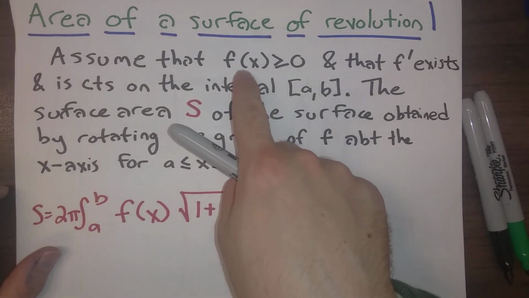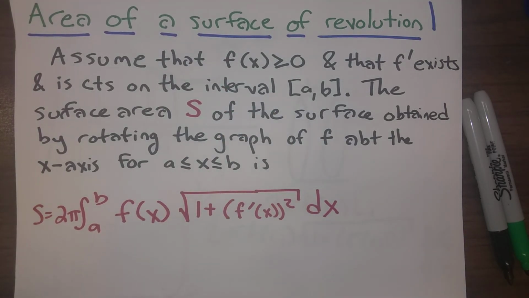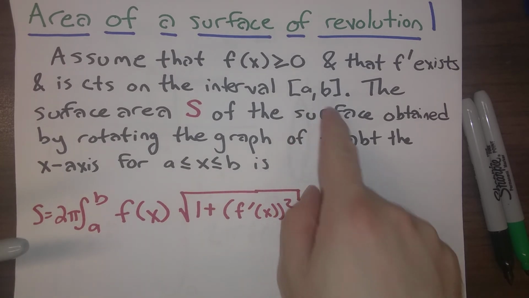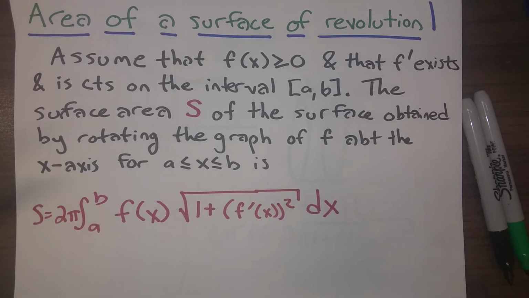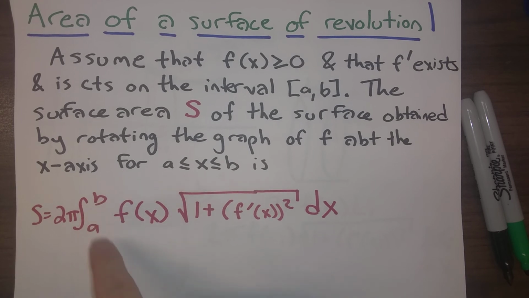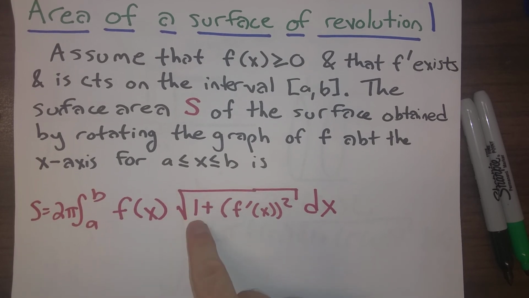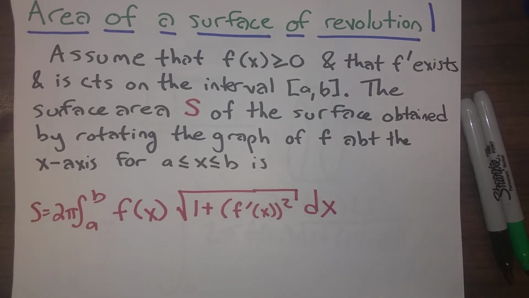So assume that we have a non-negative function whose derivative exists and is continuous on the interval from a to b. The surface area S of the surface obtained by rotating the graph of f about the x-axis between a and b is 2 pi times the integral from a to b of f of x times the square root of 1 plus the derivative of f squared, and integrate that with respect to x.